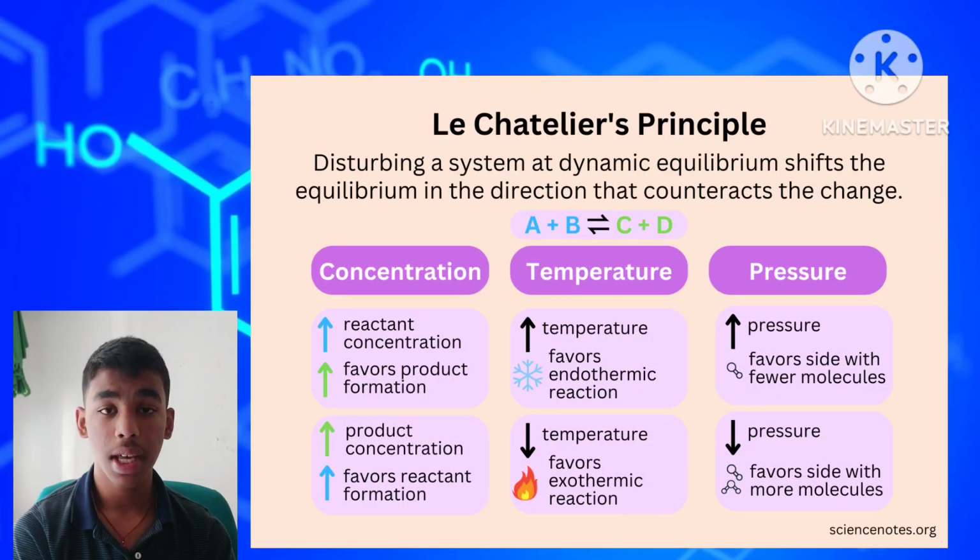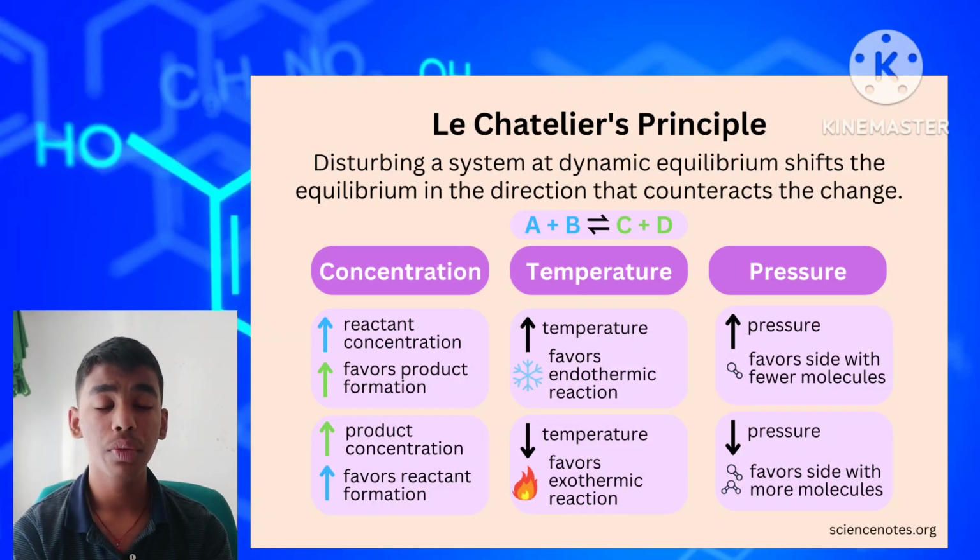Let's say that the reaction is an endothermic reaction. That means it will absorb heat. So if you increase the temperature, the reaction will move in the forward direction. And if you decrease the temperature, the reaction will move in the backward direction. The reverse is the case for an exothermic reaction. If heat is released and you increase the temperature, the reaction will move in the backward direction. And if you decrease the temperature, the reaction will move in the forward direction. This is the case for exothermic reactions.